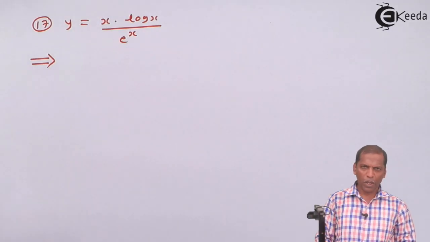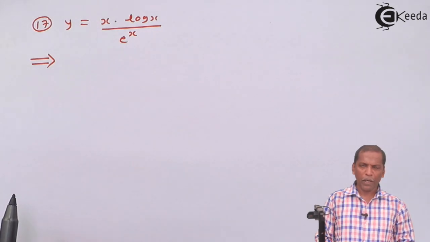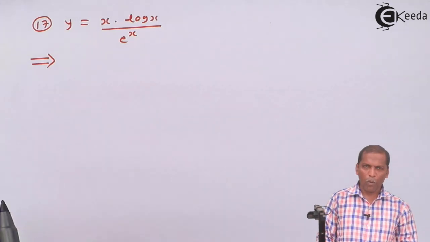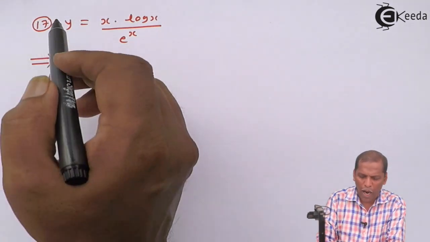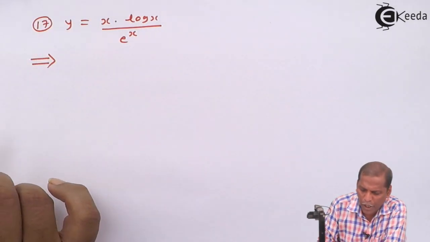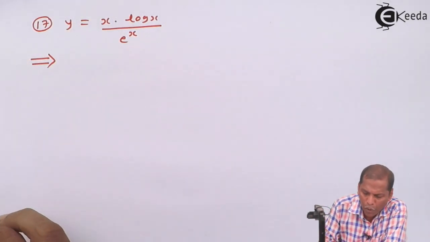Hello friends, now we see the problem number 17, which is based on rules of differentiation of chapter differentiation. The problem number 17 is y equal to x into log x upon e raised x. Now let's see the solution.